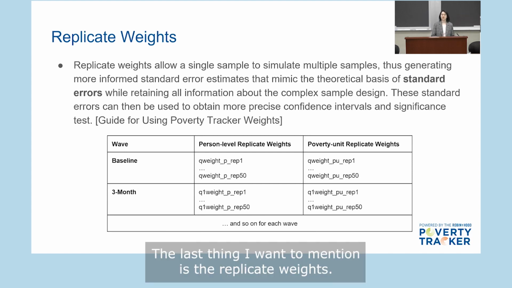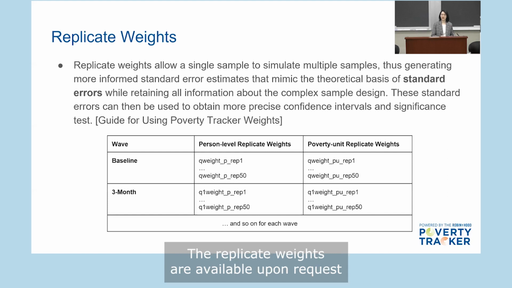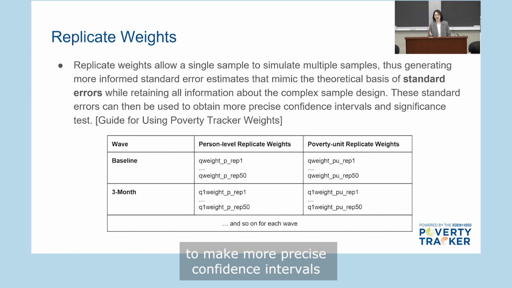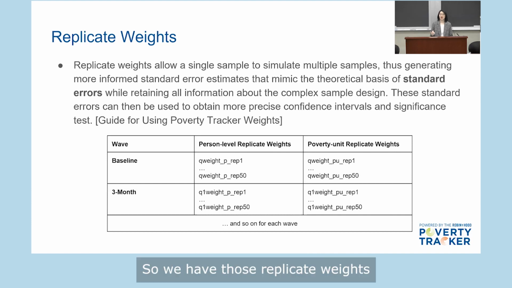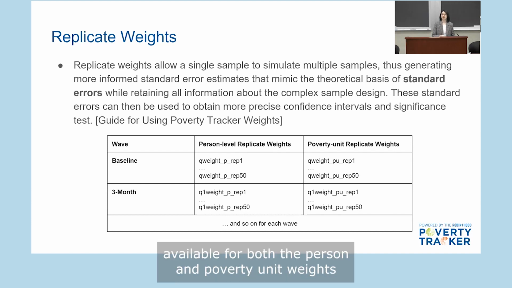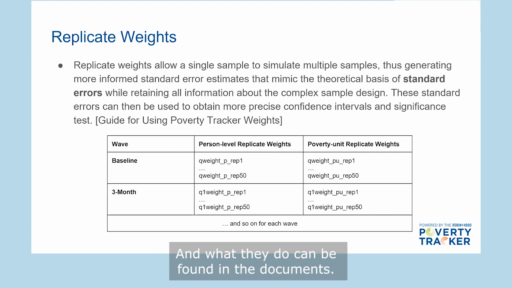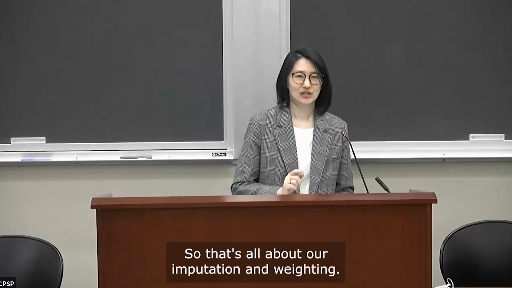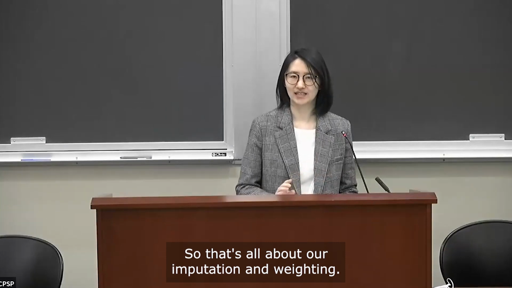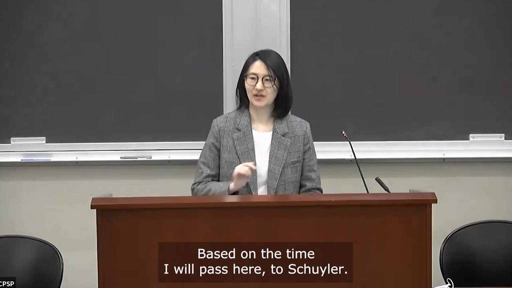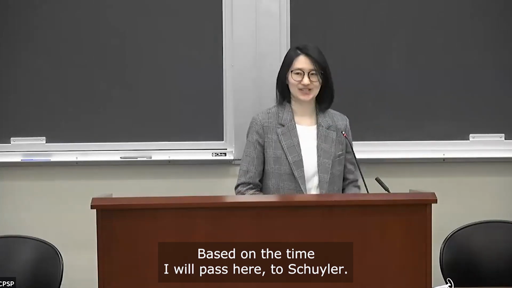And the last thing I want to mention is the replicate weights. The replicate weights are currently available upon request. We have them available if you are interested in making more precise confidence intervals or statistical estimates or tests. We have those replicate weights available for both the person level weights and the poverty unit weights. And more details about how to use the replicate weights and what they do can be found in the documents I mentioned. So that's all about our imputation and weighting. And based on the time, I will not pause here, but I will pass it to Skylar.